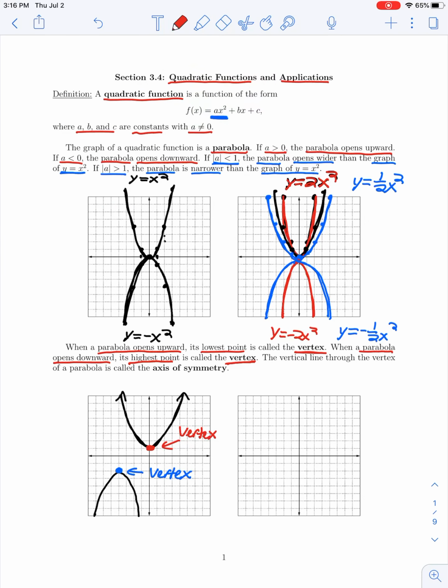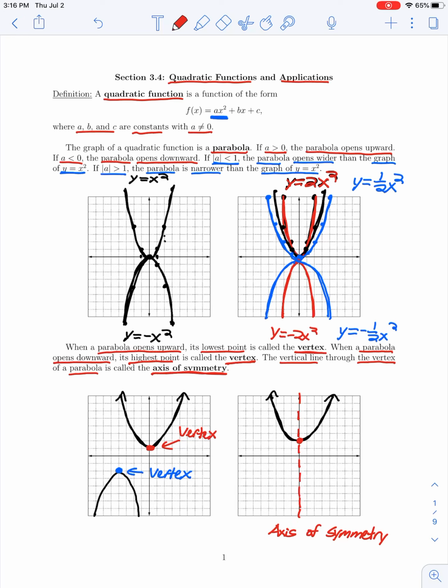Now, some other terminology to go along with this, we would say that the vertical line that passes through the vertex of a parabola is called its axis of symmetry. So for instance, let's say that we have the parabola shown here, opening upward, where our vertex would be this lowest point on the curve. The vertical line, which passes through that vertex, is referred to as the axis of symmetry.